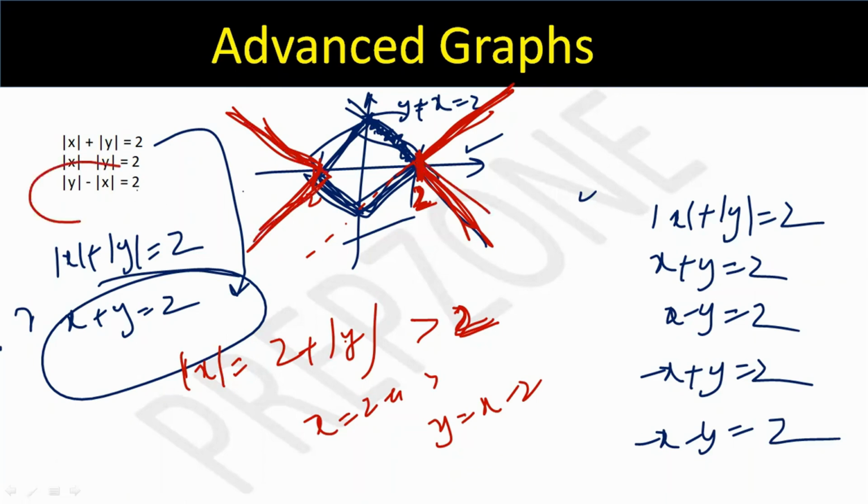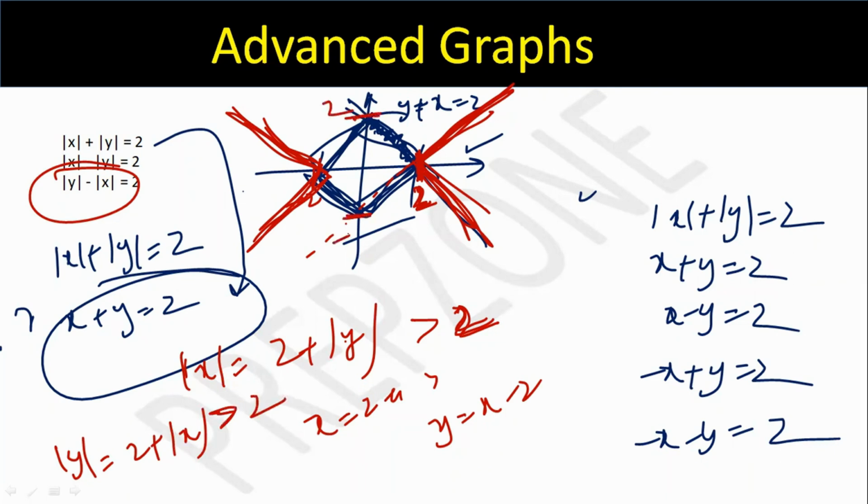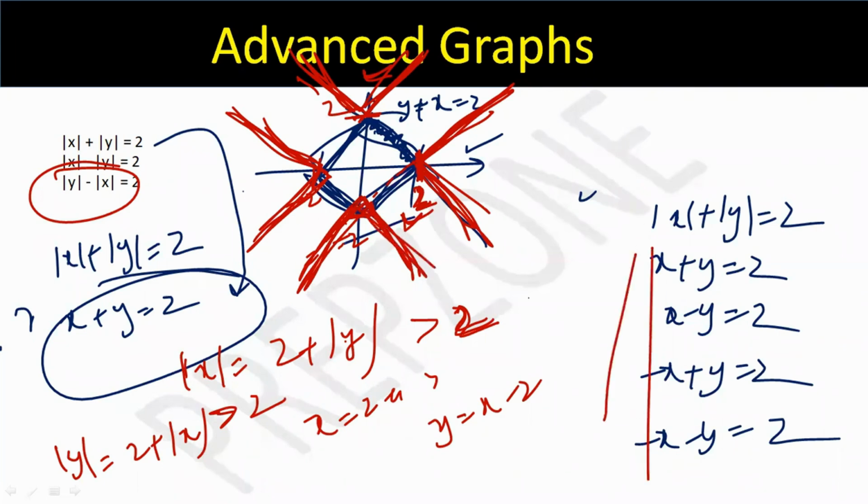Similarly, now if you apply the same logic in the third one, this is nothing but mod y equals 2 plus mod x. So again, mod y is always greater than 2, right? Which means here y equals 2, here y equals minus 2. So it again has to be a V-shaped graph. This is how the graph should look like. This and this. The upper one and the below one. These are the graphs of mod y minus mod x equals 2. Alternatively, you can take values and make cases as well. But now you should remember, this was the trick.